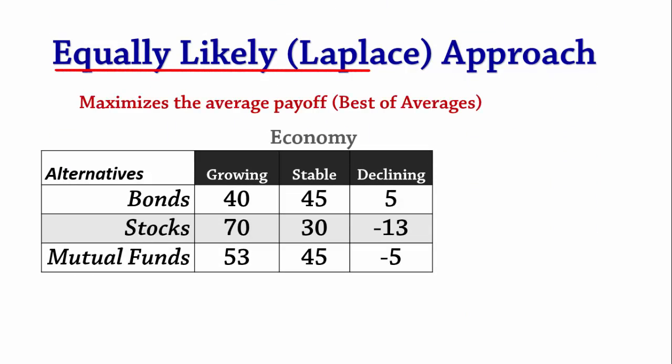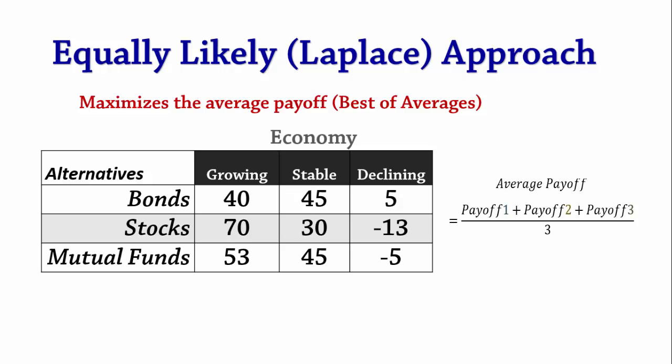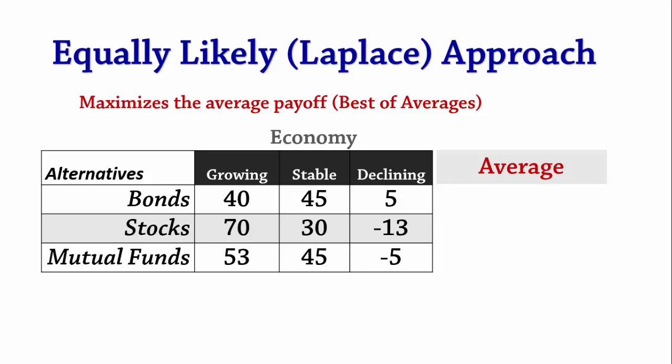The equally likely or Laplace approach. Using this approach, we choose the alternative with the best average payoff. To find the average payoff, we add the payoffs in a decision alternative and divide the total by the number of payoffs. With bonds, the average payoff is 30.